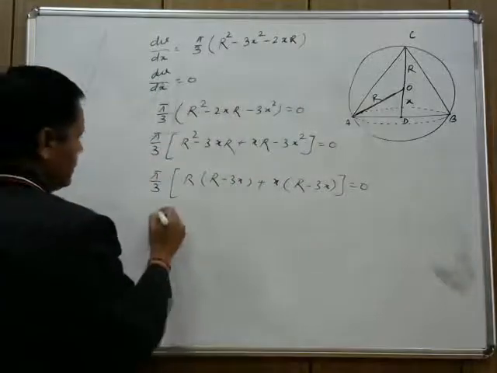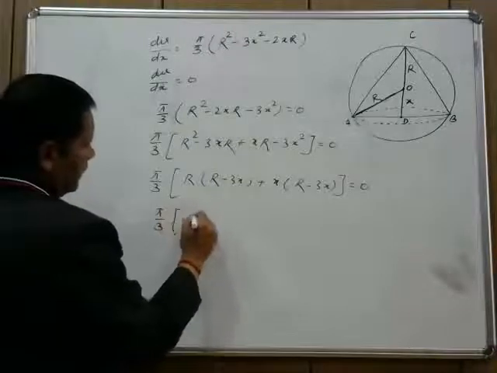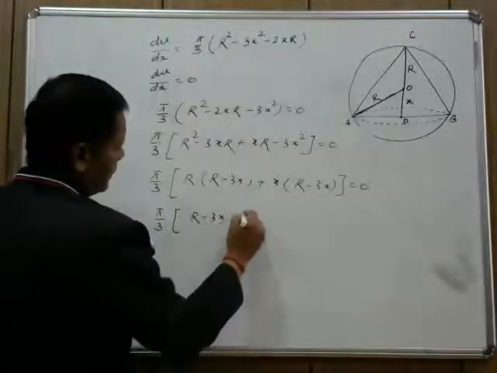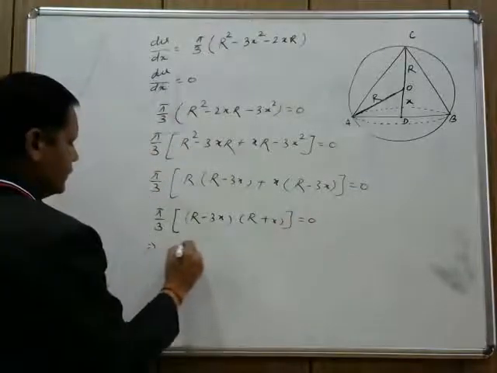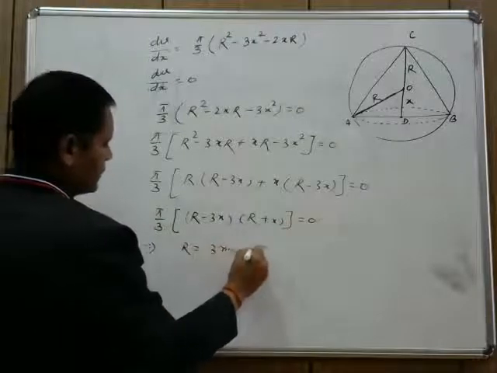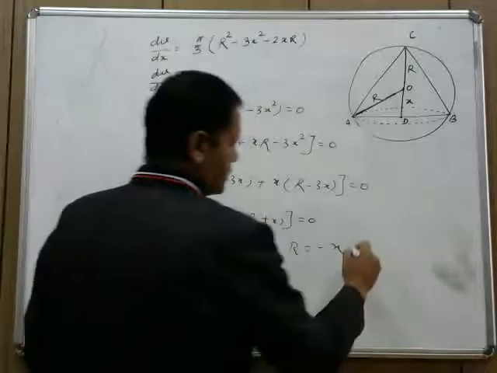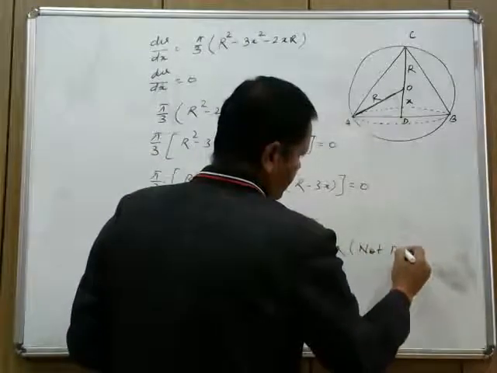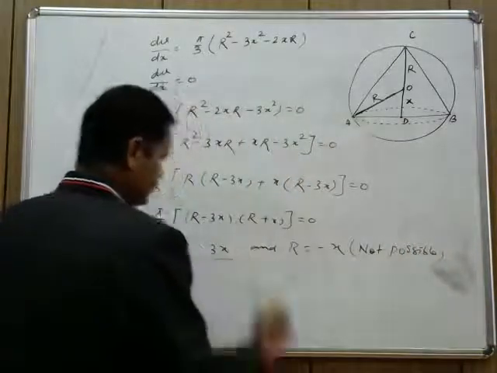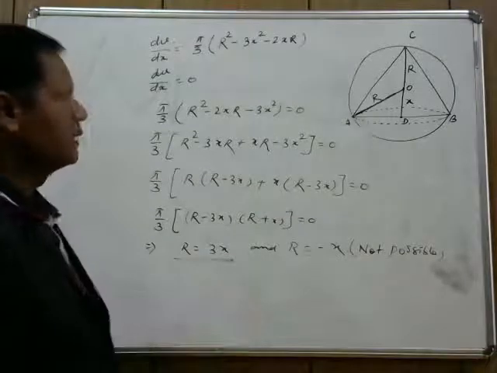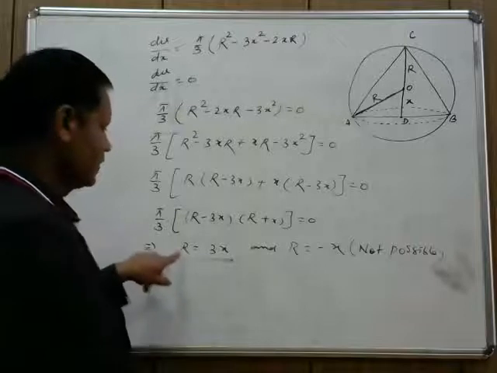Fine. This is now pi by 3 in bracket r minus 3x and r plus x equal to 0, and it gives you r is equal to 3x and r is equal to minus x. R is equal to minus x is not possible. That means r is equal to 3x, we have capital R is equal to 3x. Okay, now this is the result we have got, r equal to 3x.